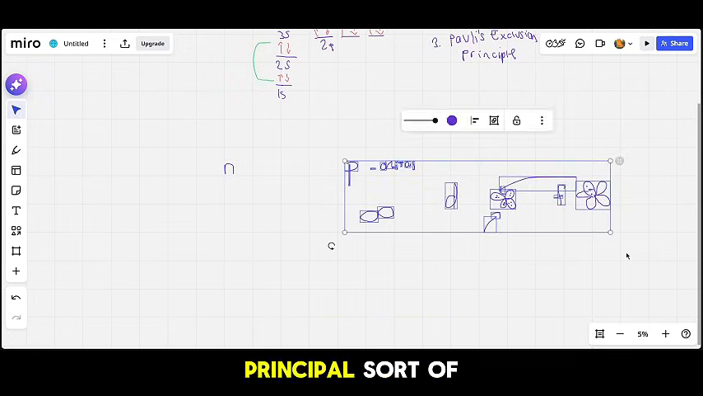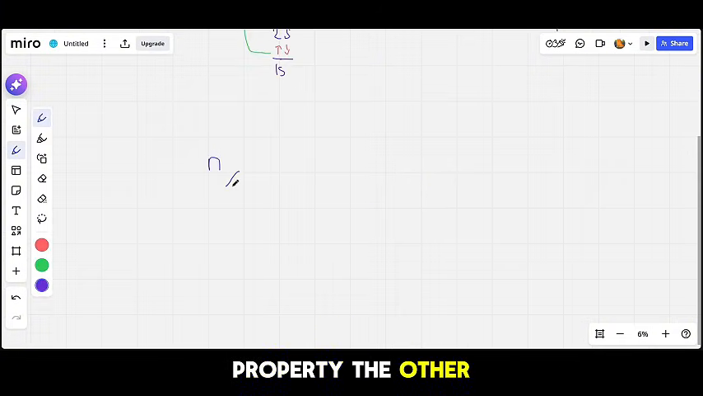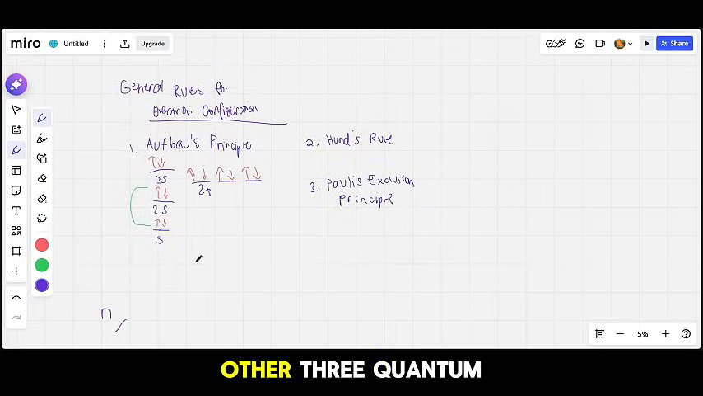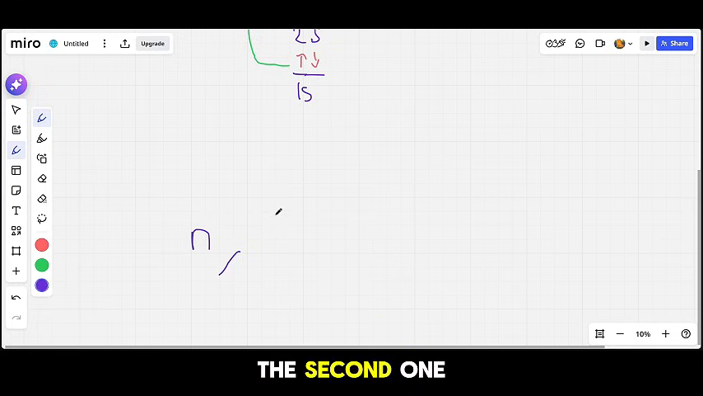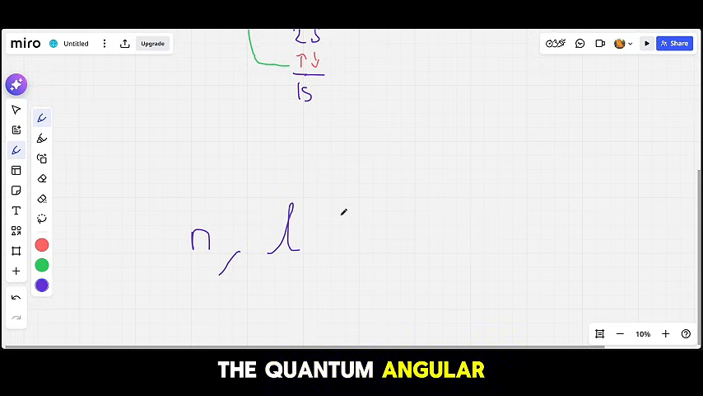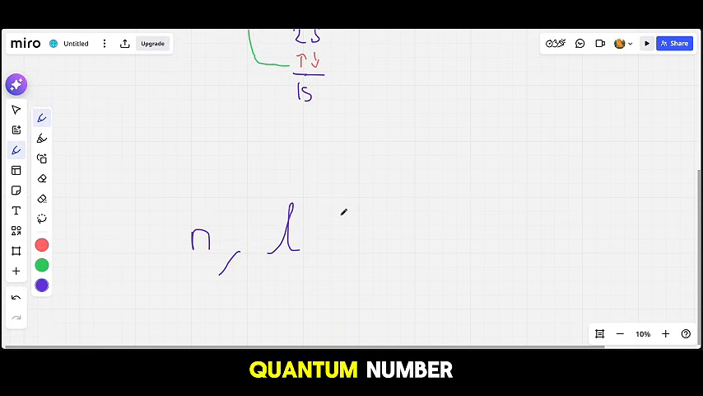Now that we've talked about the principal quantum number, the other three quantum numbers that we're going to be talking about are next. The second one is L. So the second quantum number that we're going to be talking about is the angular momentum quantum number. That is a very big word, right? The angular momentum quantum number.